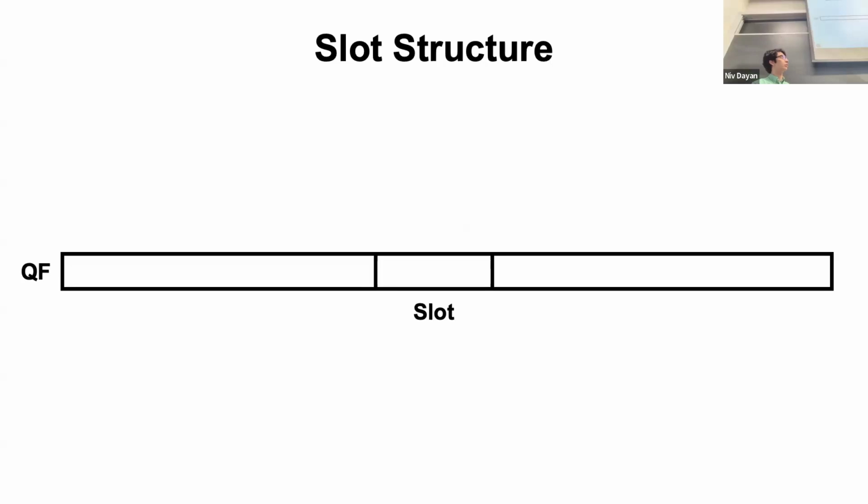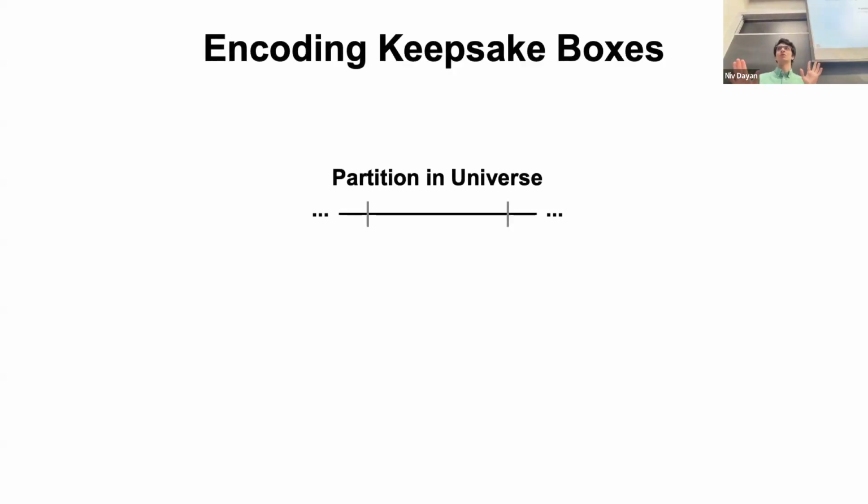Okay. Before I talk about how the encoding actually goes, let me say a bit about how each slot is structured in this quotient filter. It's quite simple. I'm going to simply split each slot into a fingerprint part and a memento part. The fingerprint part is going to store a fingerprint, and the memento part is going to store some memento. That's it. Given this slot structure, now we're ready to talk about the keepsake box encoding.